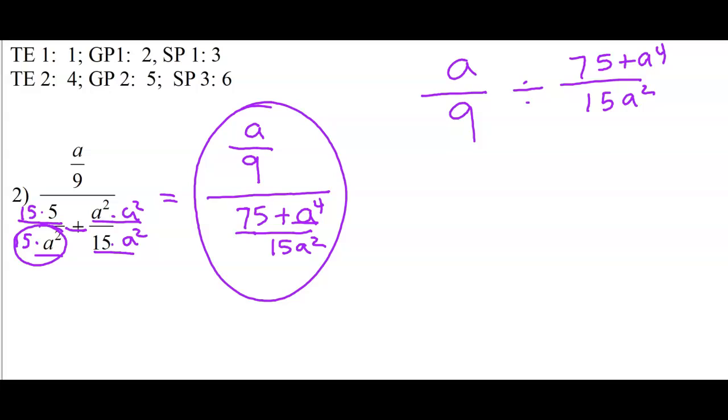All right. Okay. Nathaniel, what comes next, sir? You change, flip. Good. So it's going to be a over 9. This gets changed to multiplication. This gets flipped over.